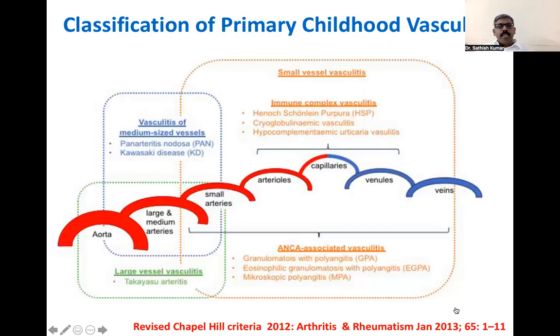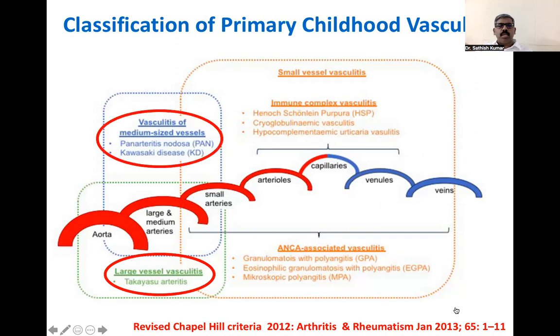According to Chapel Hill criteria, the primary vasculitis in children are classified into large vessel vasculitis, especially Takayasu arteritis. Giant cell arteritis, which is another large vessel vasculitis seen in adults, is not seen in children. In the medium-sized vasculitis, we have polyarteritis nodosa and Kawasaki disease. In small vessel vasculitis, we have IgA vasculitis, cryoglobulinemic vasculitis, and hypocomplementemic urticarial vasculitis, which are immune complex mediated.